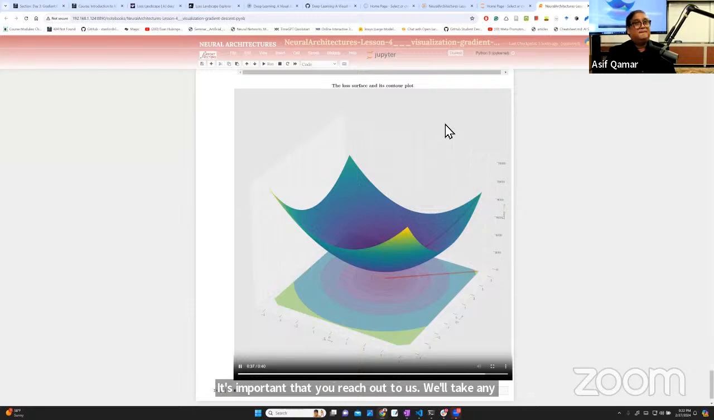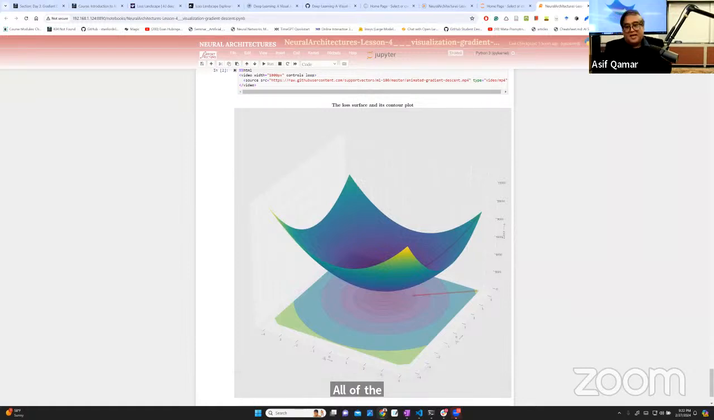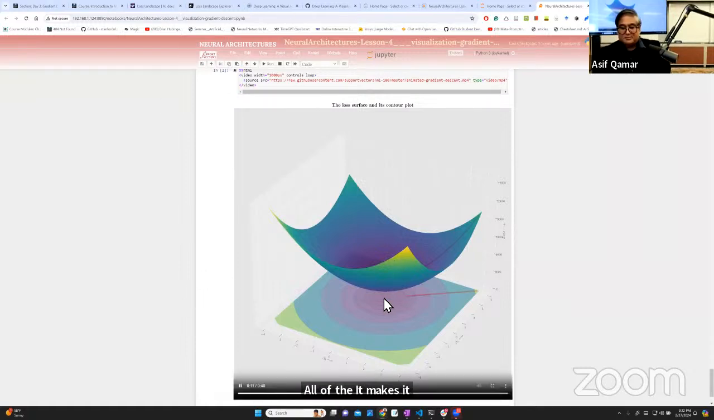So essentially, what you're projecting here is for how long we wait before the next election is going to happen. Exactly. And the model at the bottom of this is the model that builds a line that is the best fit line.